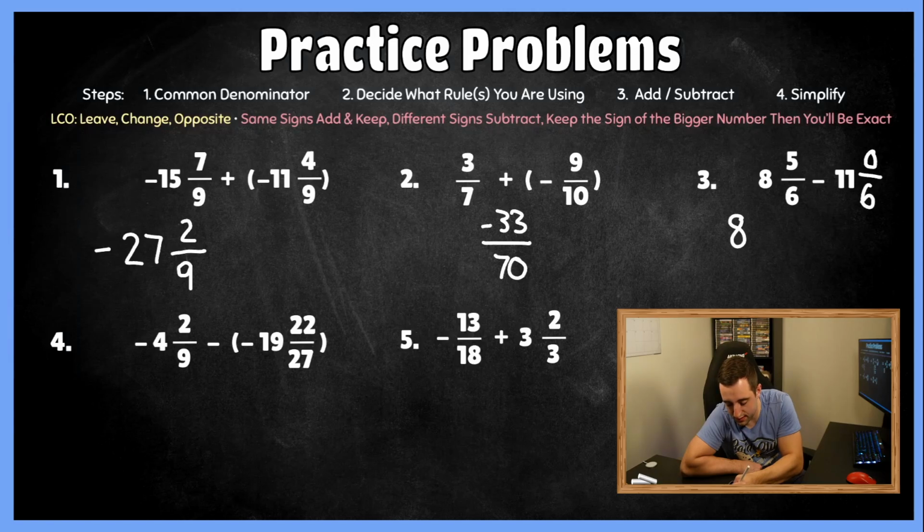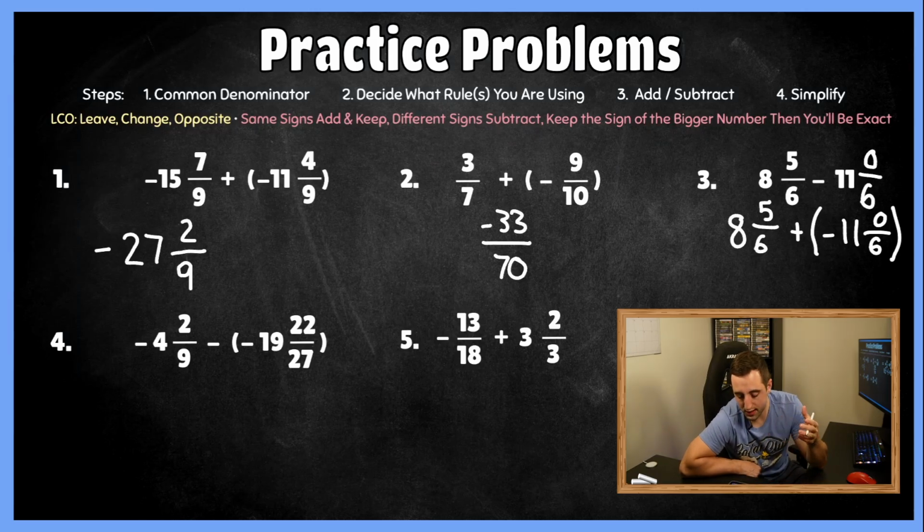So 8 and 5/6 is going to stay the same. We're going to change subtraction to addition, and 11 and 0/6 is going to turn to its opposite and become negative. Now, utilizing our addition rule, same signs add and keep, different signs subtract. These are different signs, so we're going to go ahead and subtract these.